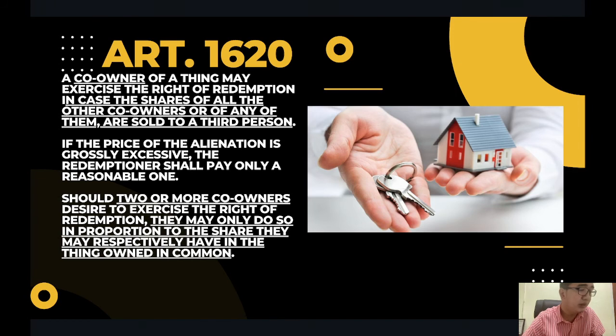Meaning, let's say, for example, just like my example a while ago, X sold his share to A. Itong si Y and Z, they want to redeem that property. They can redeem it in proportion to their shares.